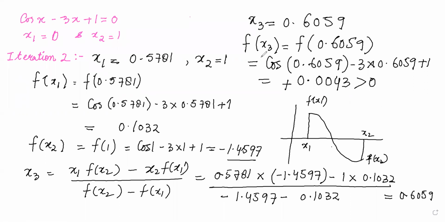We are getting the new value of x3 somewhere here, because the value of our f of x3 is again positive. So it means the value of x3 will be somewhere here, because at this value, the value of our function is positive. Now we will take the new search domain, from x3 to x2, such that in the next iteration, that is iteration 3, our x1 will be equal to x3, which is 0.6059. And the value of our x2 continues to be equal to 1. So let's go to the iteration number 3.